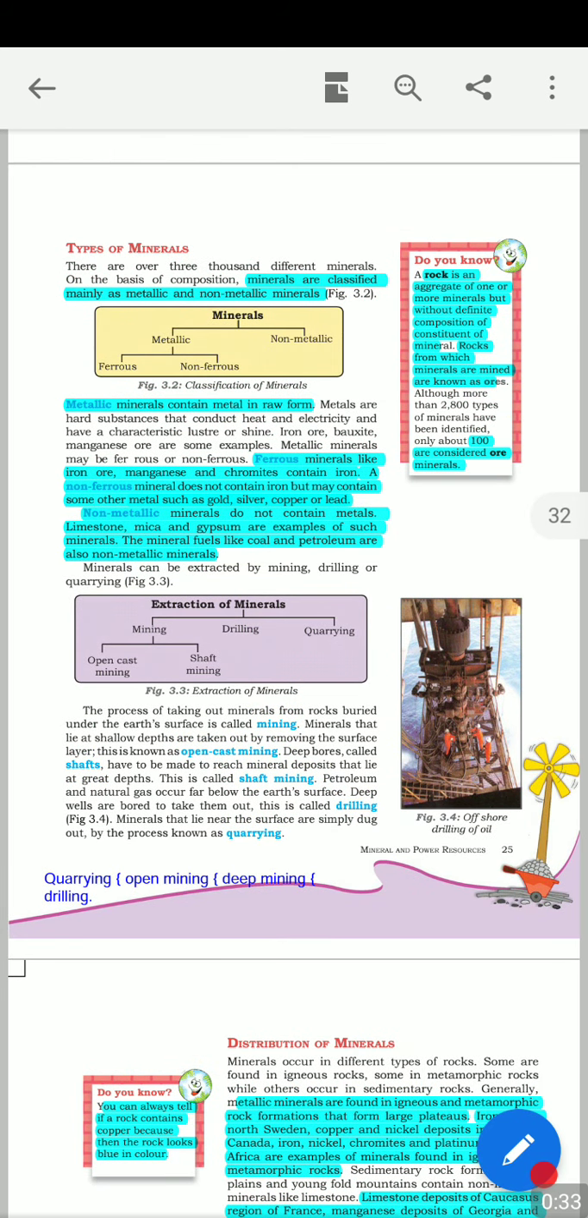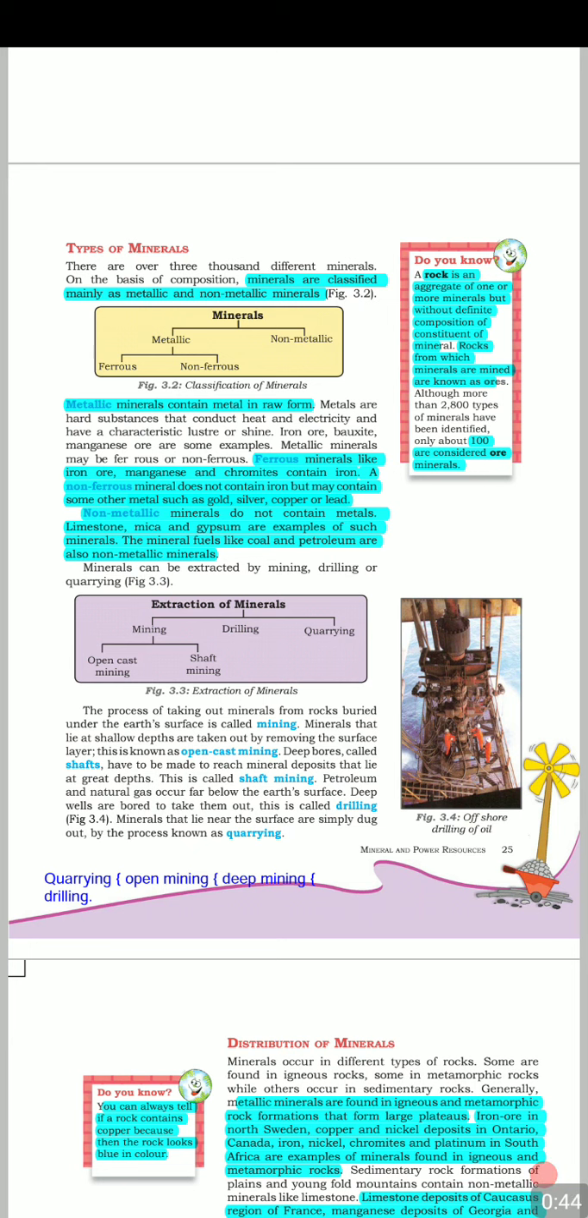Next, we move on to what are rocks. Now, when these minerals aggregate and form a definite composition, they form a rock, right? Rocks from which minerals are mined are known as ores. Okay, not from all ores we mine the minerals, but only from definite rocks we mine, right?